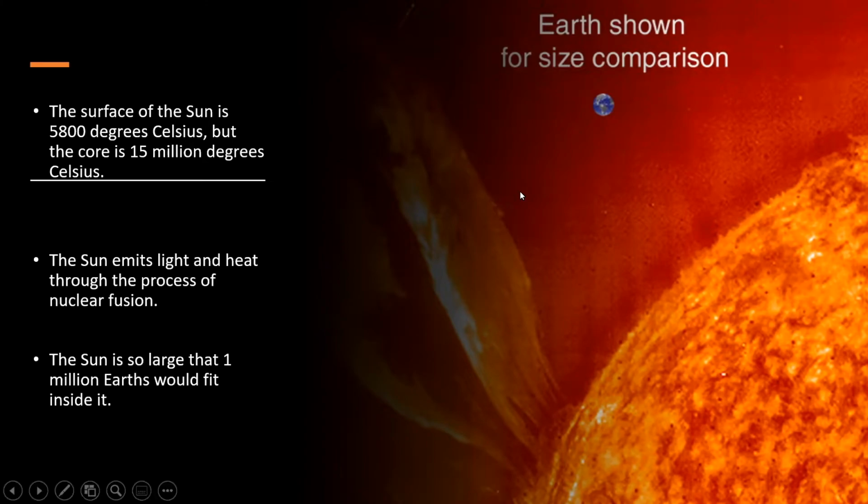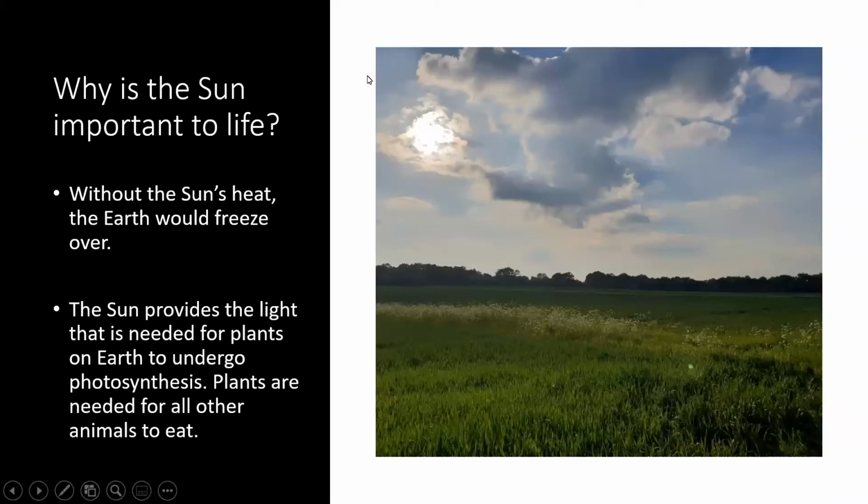So why is the sun important to life? I took this picture myself. It's a nice picture of the sun lighting up the clouds and the grass. I wanted to show plants and things. We need the sun's heat because the Earth would freeze over without it. If the sun suddenly disappeared, and don't worry, it's not going to, our planet would freeze over and be covered in ice.